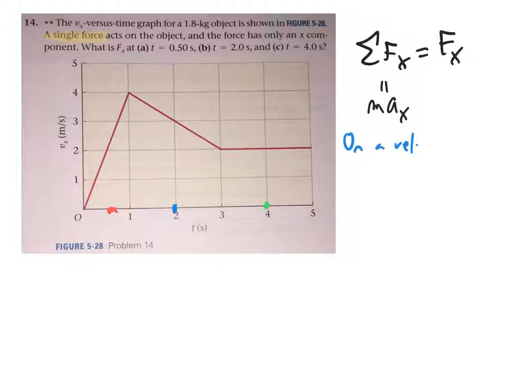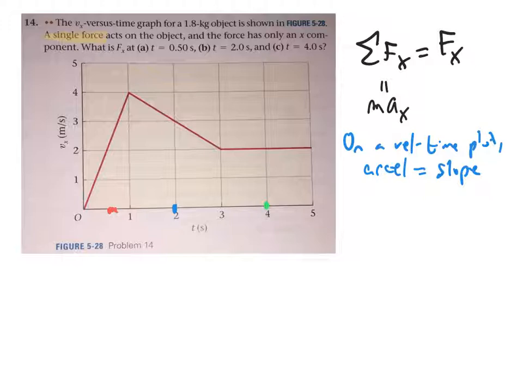And on a velocity time plot, the acceleration is the slope. Remember, the acceleration is to velocity what velocity is to position. So on a VT graph, the slope is A. So I really just have to compute the 3 slopes.